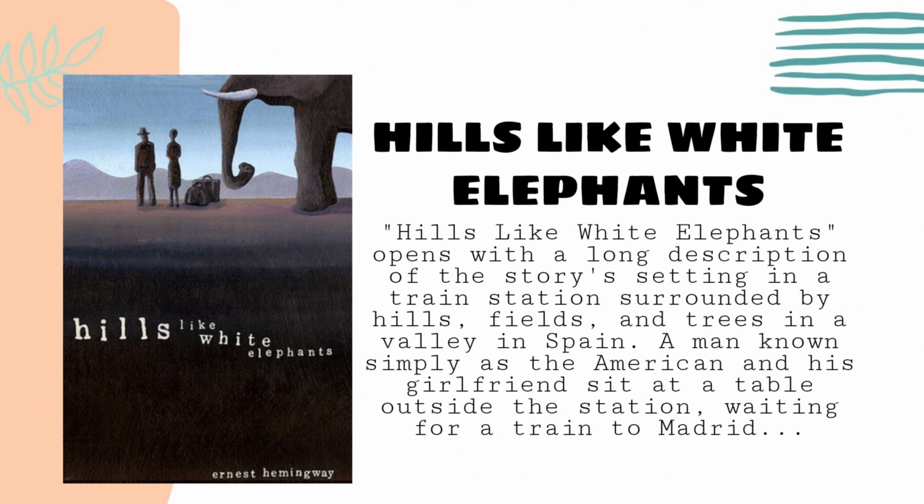Hills Like White Elephants opens with a long description of the story setting in a train station surrounded by hills, fields, and trees in a valley in Spain. A man known simply as the American and his girlfriend sit at a table outside the station waiting for a train to Madrid.